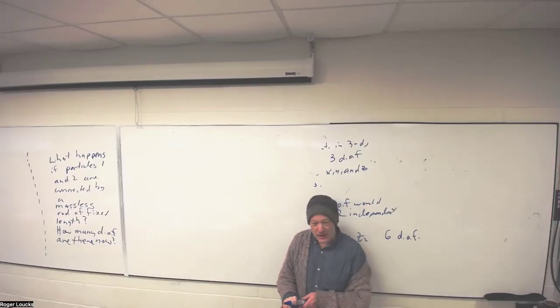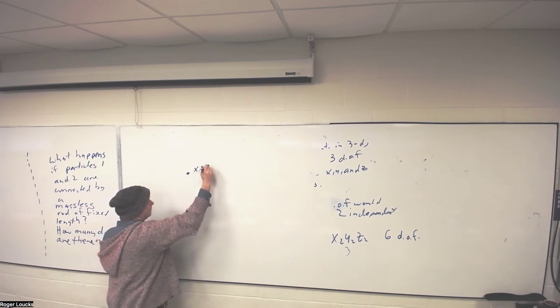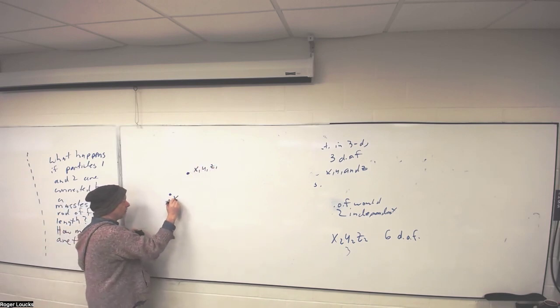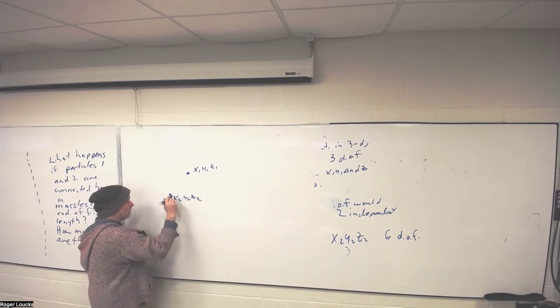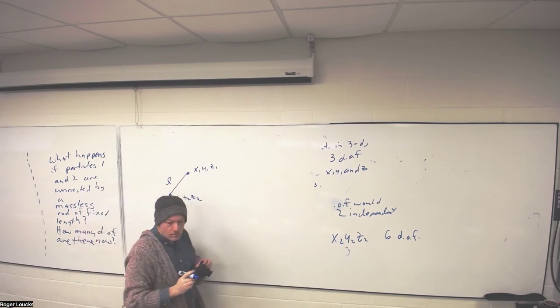So, what would we have here? I'd have one particle here, with X1, Y1, Z1. I have another particle here, X2, Y2, Z2. And there's some sort of massless rod connecting the two. I'm going to say that this is L.